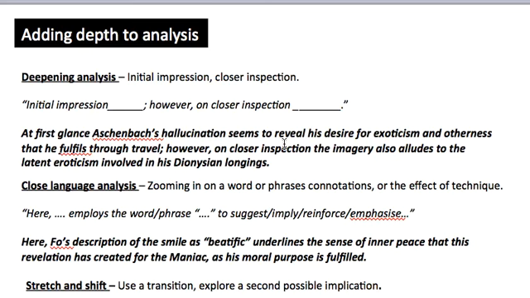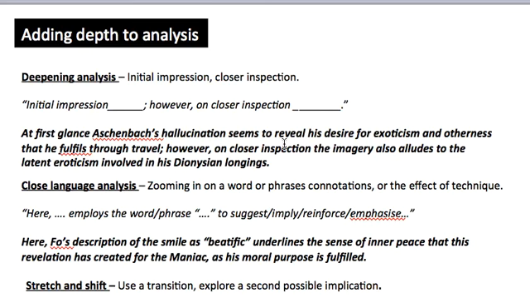At first glance, Aschenbach's hallucination seems to reveal his desire for exoticism and otherness that he fulfills through travel. It's about rainforests and foreign lands. However, on closer inspection, the imagery also alludes to the latent eroticism involved in his Dionysian longings, the kind of hidden sexuality of his Dionysian desire, if you look at it more closely.